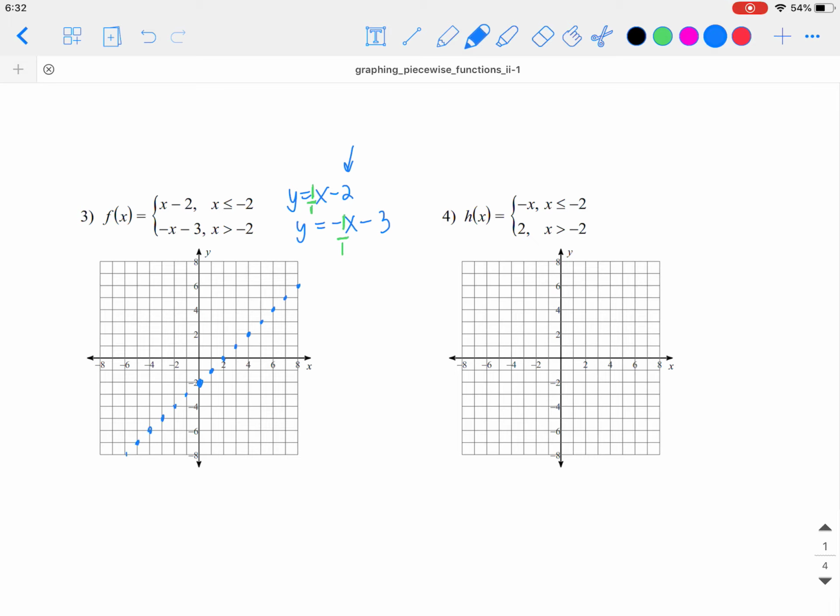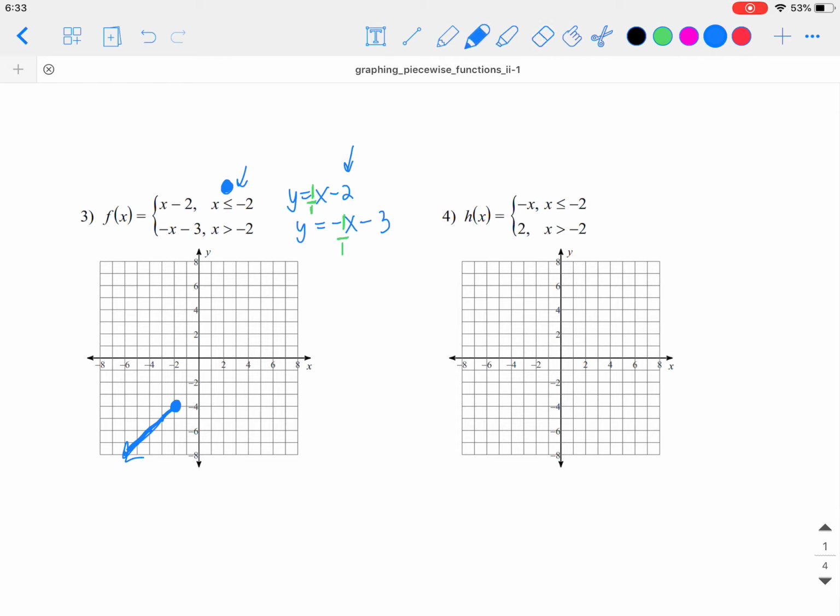Okay, so let's look at this restriction now. This will be a closed circle just because we got a line underneath. And I'm going to put that circle on -2. So where is the domain -2? It's right here. And there's my circle. We want x less than or equal to -2. So where is less than? It's always to the left. There we go. Beautiful. Going to erase everybody else.